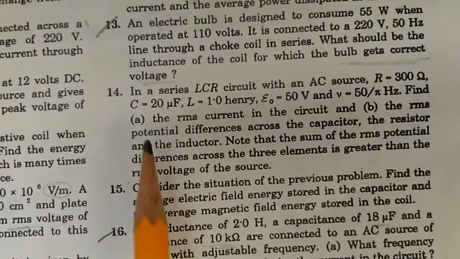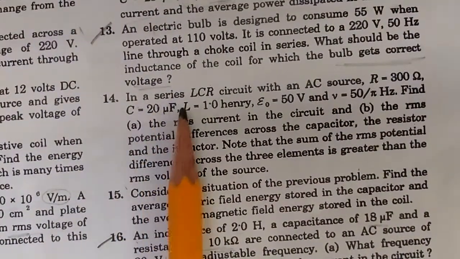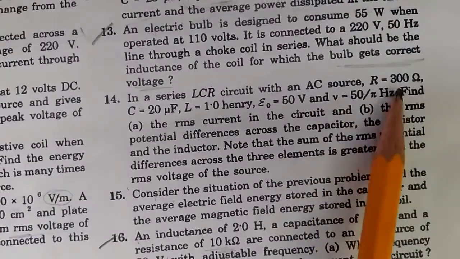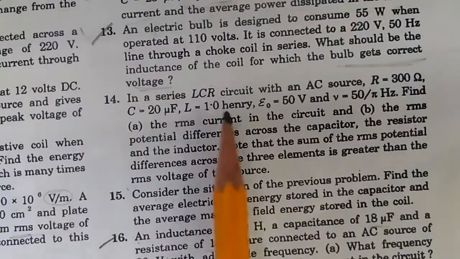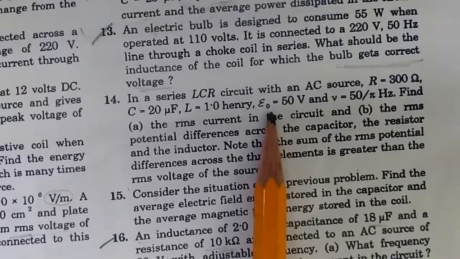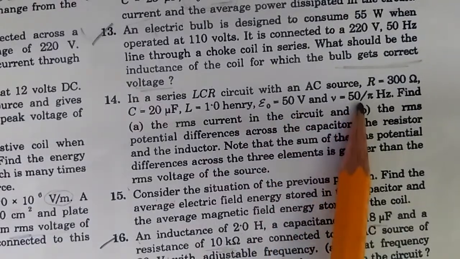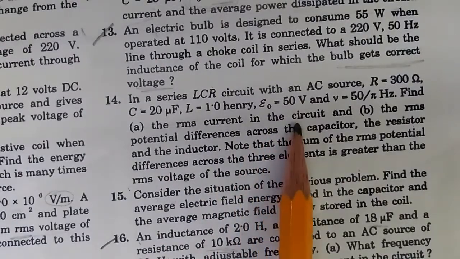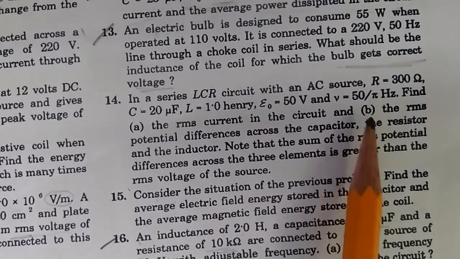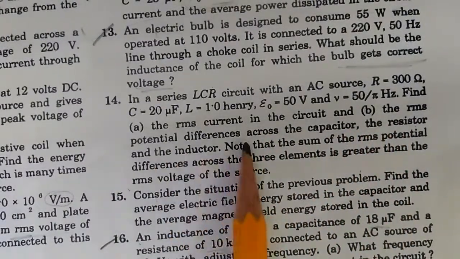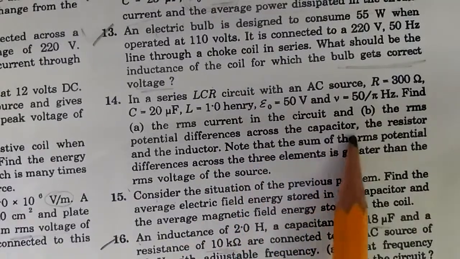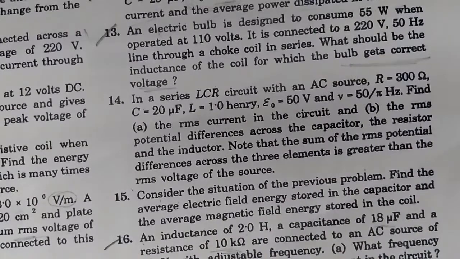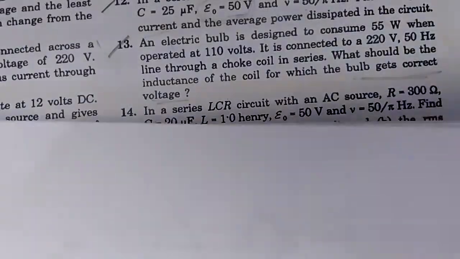In question number 14, we are given an LCR circuit with an AC source. We are given R, C and L. We are given epsilon 0 as 50 volt and frequency 50 by pi hertz. Find the RMS current in the circuit and the RMS potential differences across the capacitor, resistor and inductor. And then finally there is a note about it. So let's solve the first part.